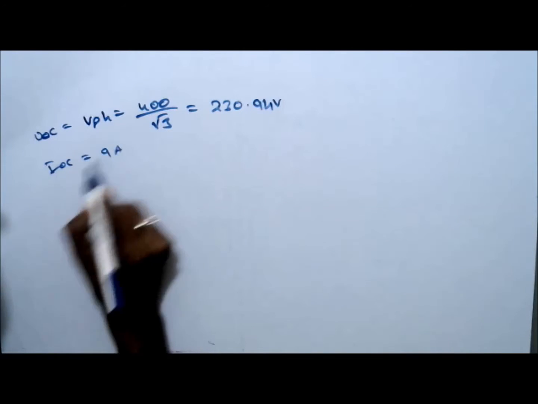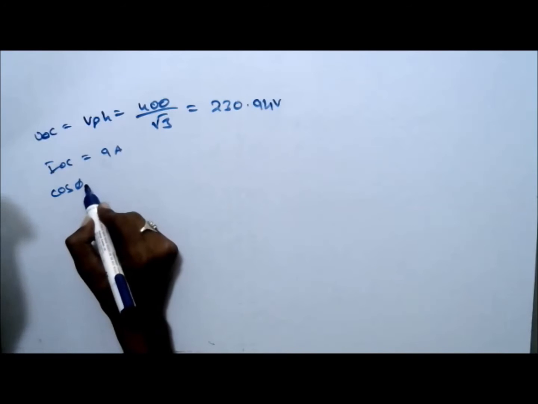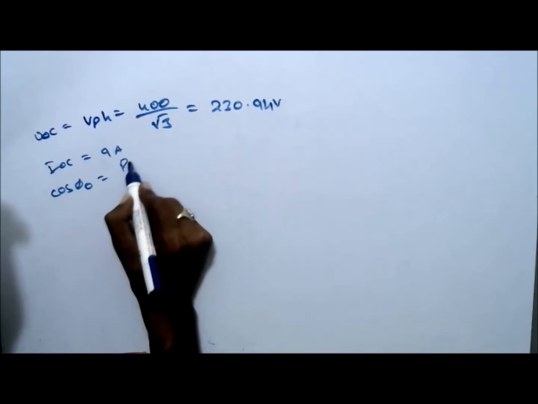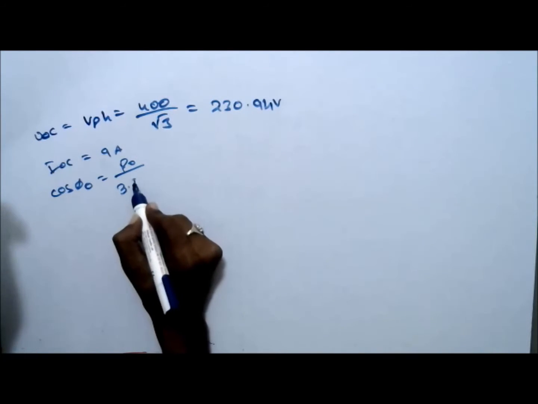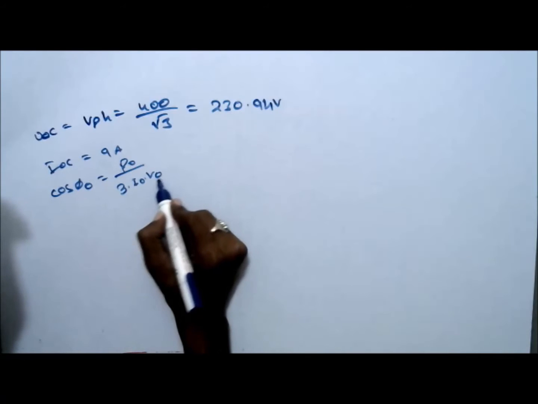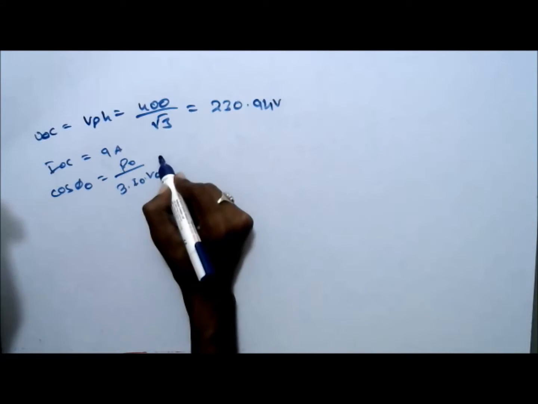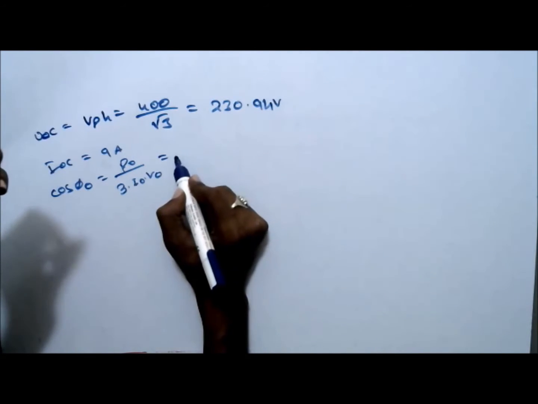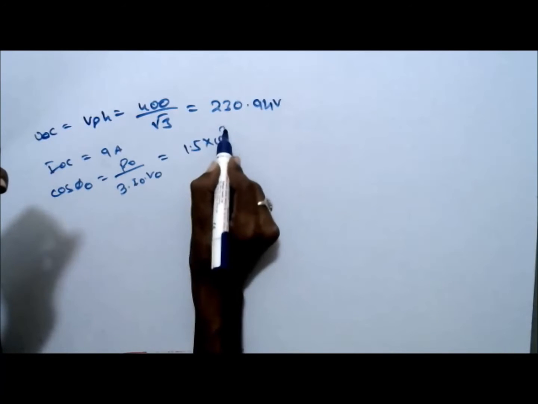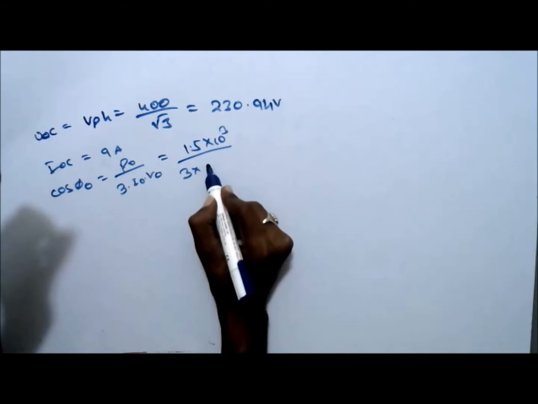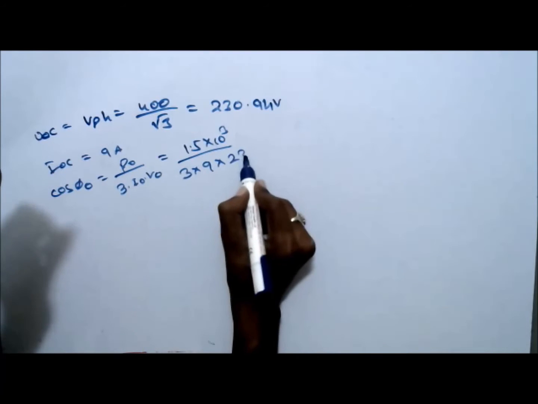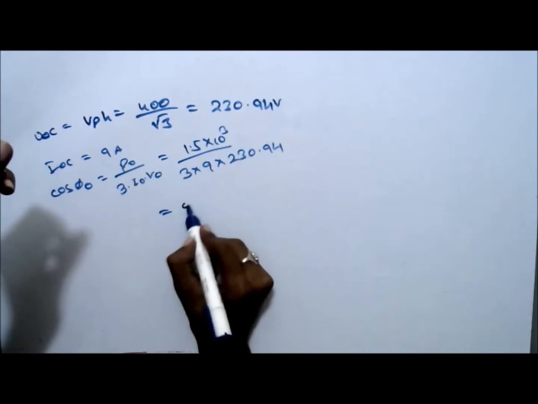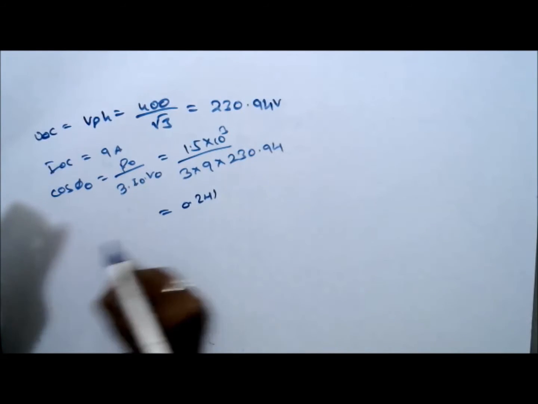I0 is equal to 9 amps. cos φ0 we have to find, that is equal to P0 divided by 3 into I0 into V0, all per phase values, because we have taken 3 here. The wattmeter reading is 1.5 kilowatts. So 1.5 into 10 power of 3 divided by 3 into I0, which is 9, and V0, 230.94. So what is the value here? This value is 0.241.